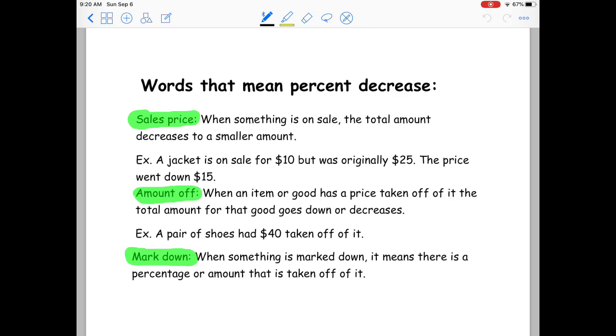And then lastly, we have markdown. This is when something is marked down. It means there is a percentage or amount that is taken off. So this can be marked down. Let's say fruit is marked down 10% today. Or these pair of shoes are marked down by $10 today. It could mean either money or percentage.